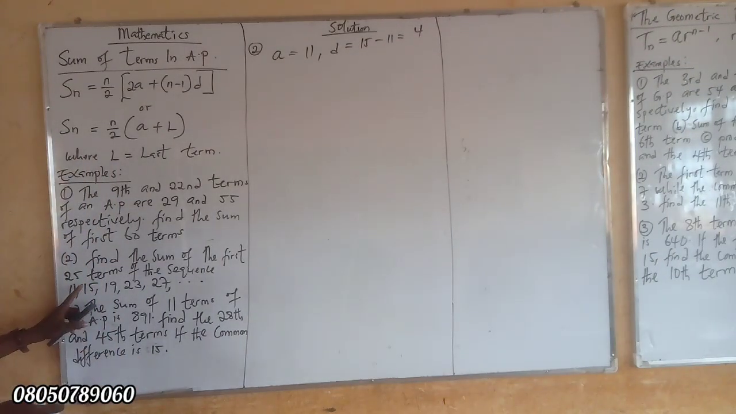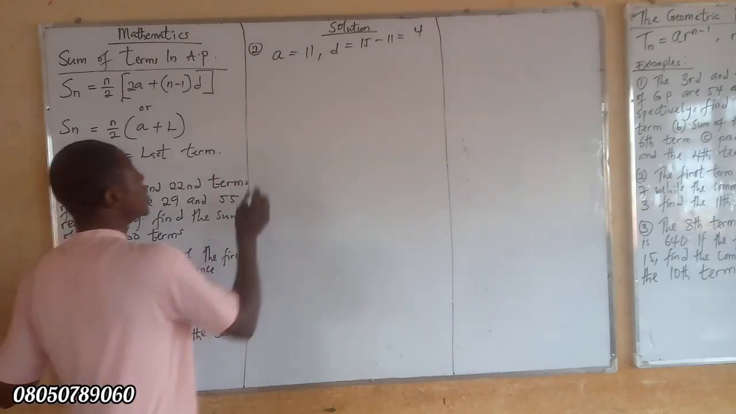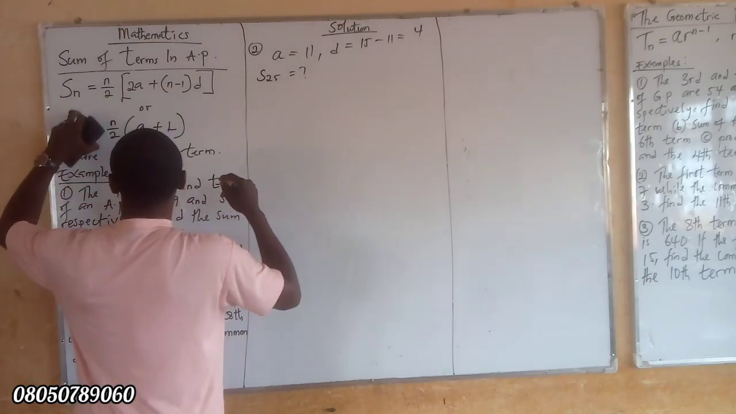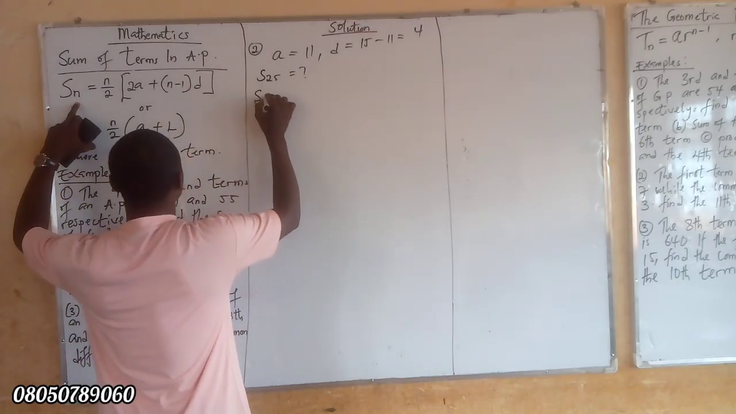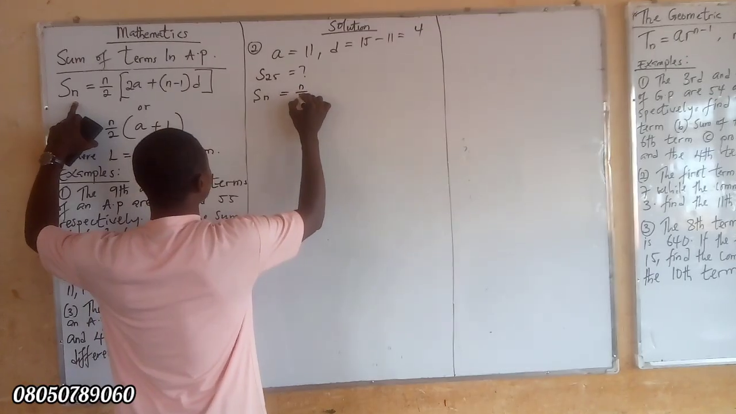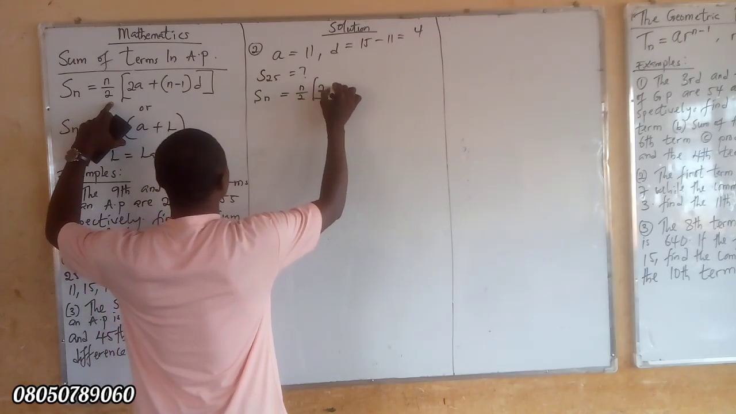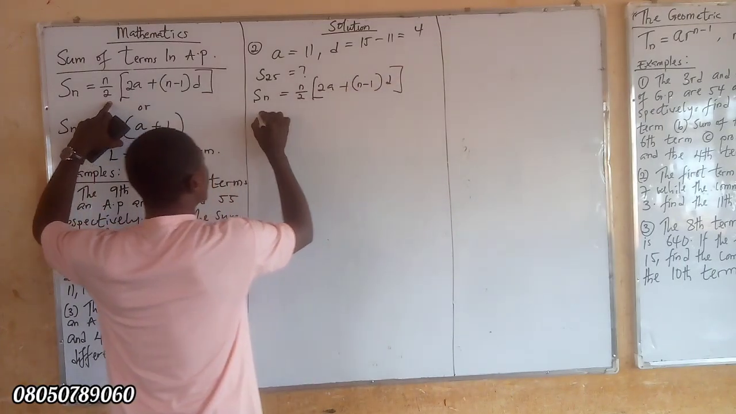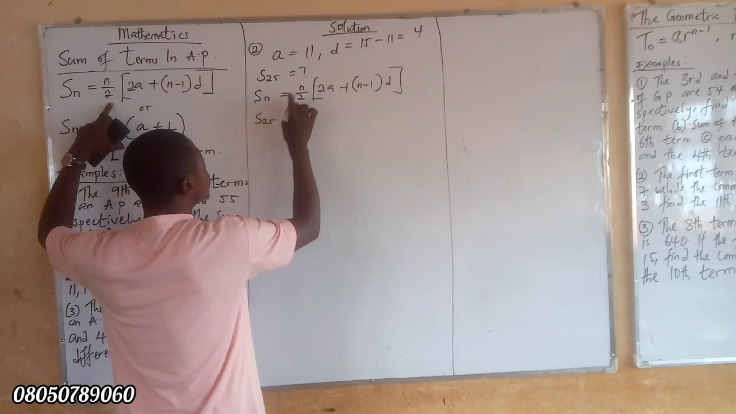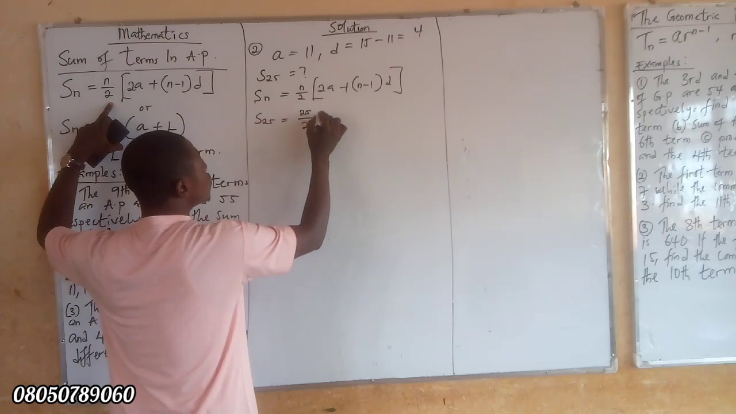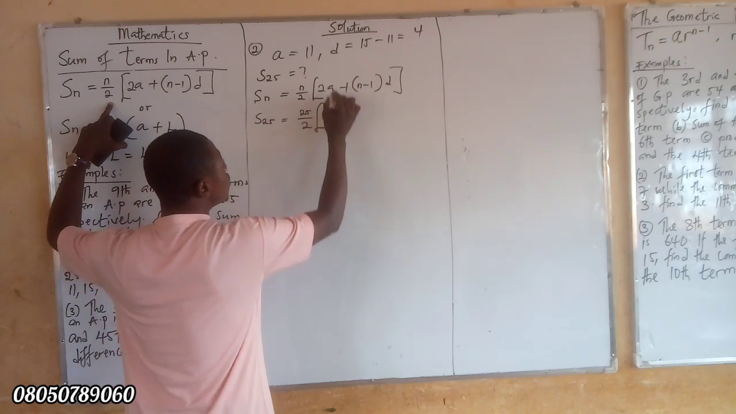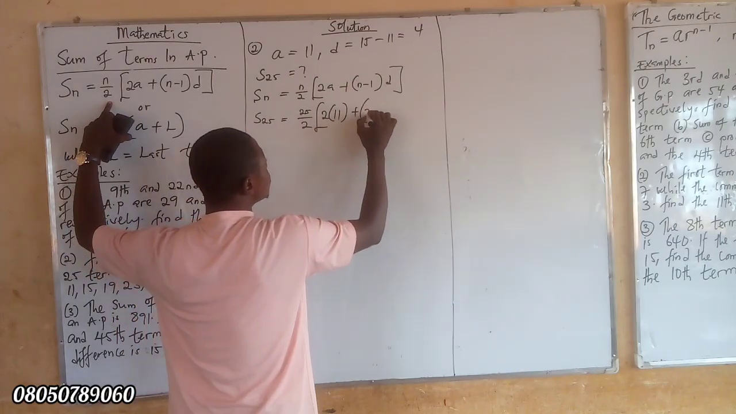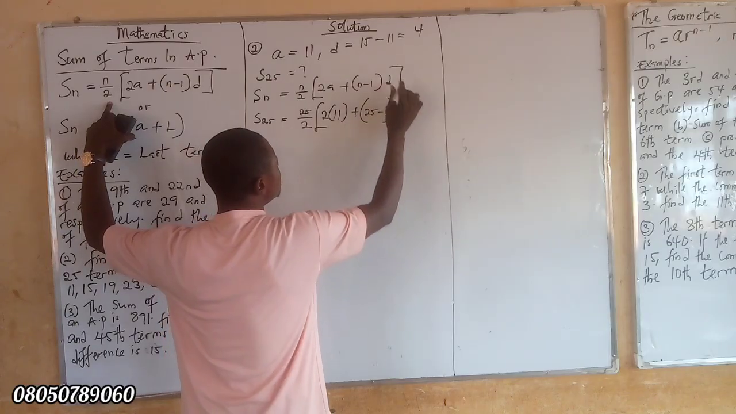So now they are asking us to find the sum of the 25 terms, which is S25. It's not given. But from this particular formula, we have Sn equals n over 2, all into bracket of 2a plus n minus 1, close bracket, then d. So our S25 will be equal to 25 all over 2 in bracket of 2 multiplied by the first term, which is 11, close bracket, then plus n, which is still 25, minus 1, close your bracket, d is 4.